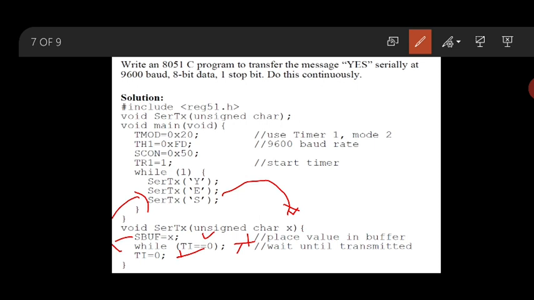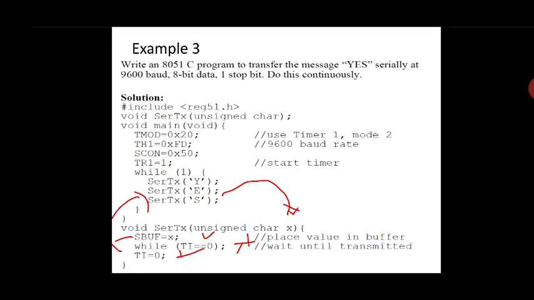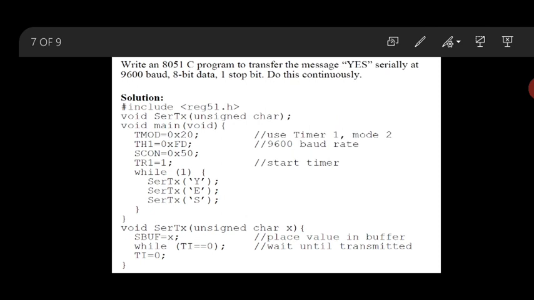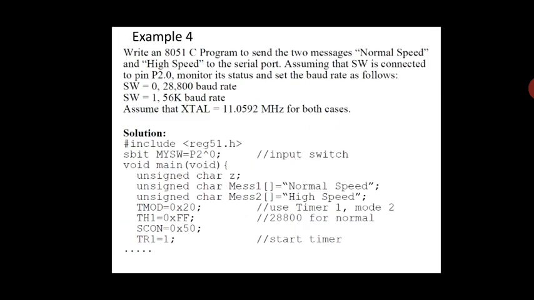Now if I want to send 'HELLO', everything will be the same. What do you have to do? Instead of 'Y', you make an 'H', then 'E', then 'L'. How many times do you call? H, E, L, L, O, five times you call the function. You will find HELLO on your terminal. I hope this program is very much clear for you.